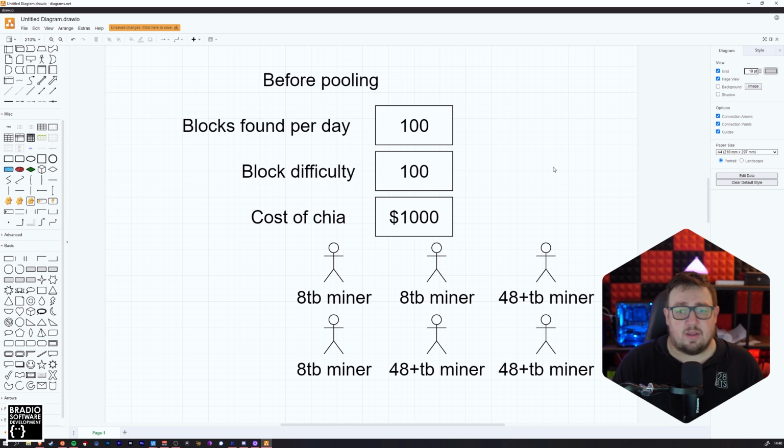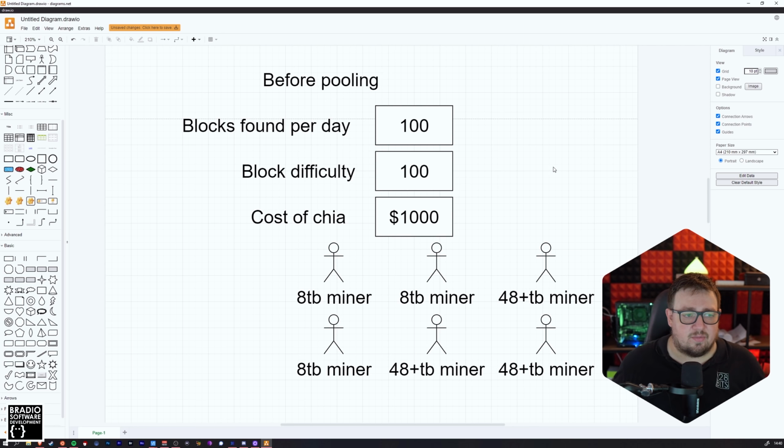Now you have to bear in mind that at the minute, again, my opinion, but I don't think it's really worth pooling if you've only got a 1 terabyte or 2 terabyte SSD or hard drive to plot onto. You only really want to be doing it if you've got at least an 8 terabyte hard drive. Even then, your chances are going to be very, very slim of winning a block, but it's still okay to do. So before pooling, this is what people are doing. If you haven't got enough space to do it on your own, then a lot of people aren't bothering.